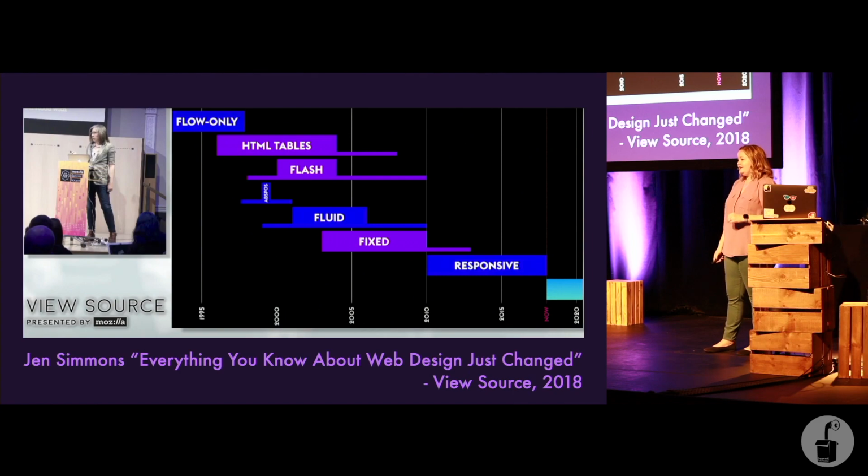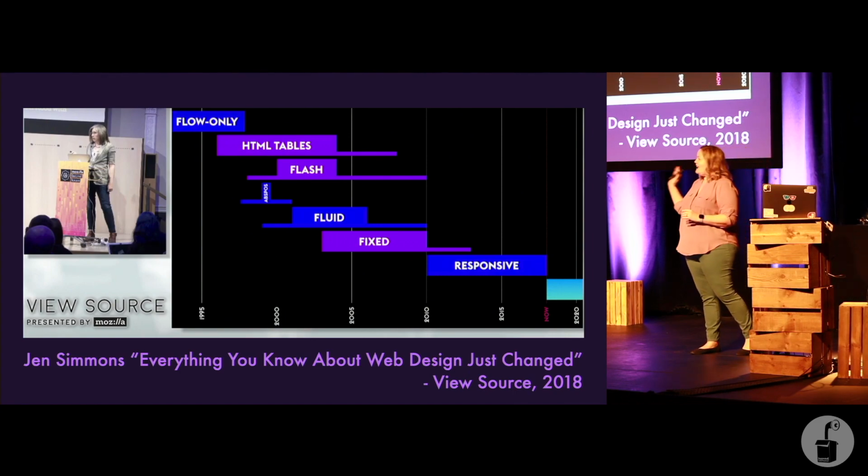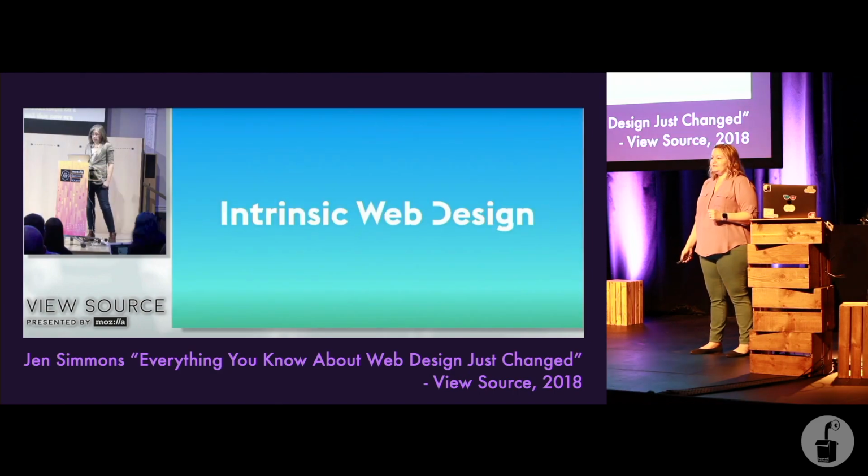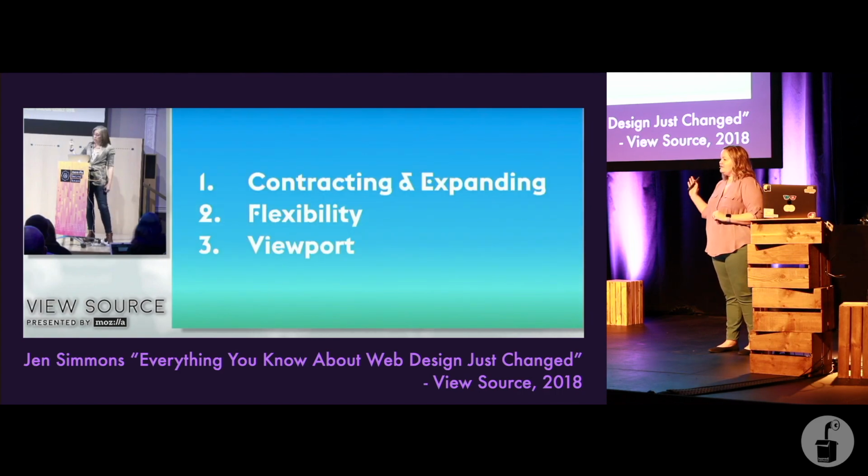2 years later, in 2018, Jen presented Everything You Know About Web Design Just Changed, and offered this view of the progression of web layout capabilities. Grid had reached cross-browser support, and we were finally starting to adopt Flexbox and move away from floats. Jen dropped this new term on us, intrinsic web design, which she proposed as a way to describe our current era of responsive web design. As a starting point, she gave us these 3 principles to consider for beginning to create intrinsic web designs.